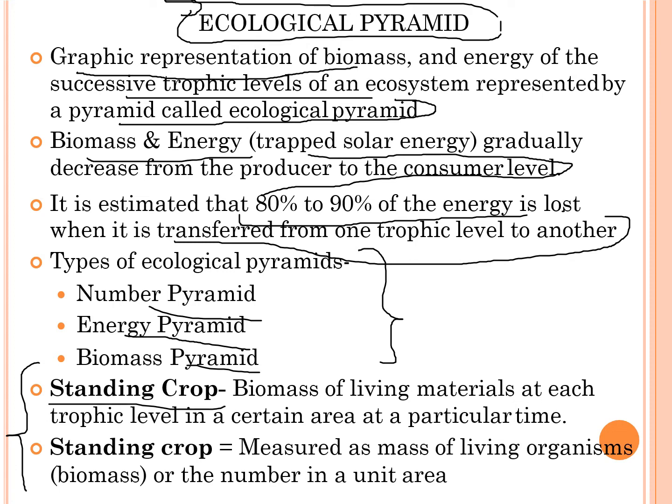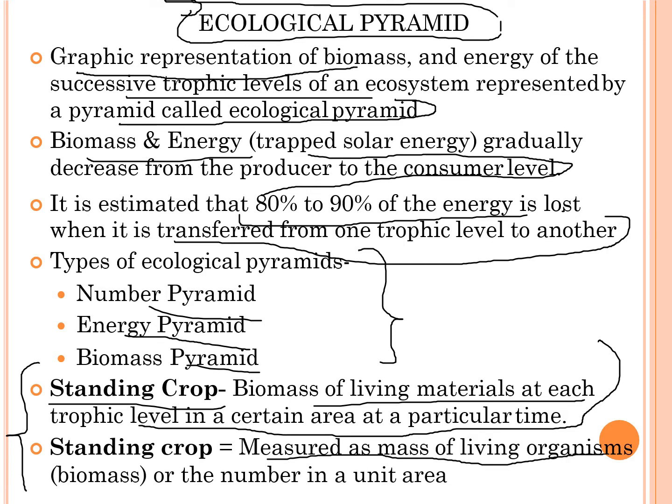Standing crop is the biomass of living material at each trophic level in a certain area at a particular time, and it is measured as the mass of living organisms or the number in a unit area. This is very easy. Standing crop is just the amount of population present in that particular area, and we can count them in a particular area of a square meter.